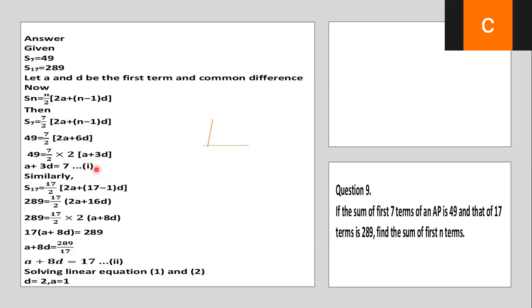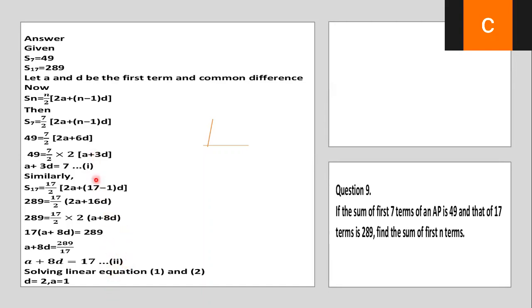Anyone have doubt till equation 1, children? No, ma'am. Same thing, take S17. So N value 17, so 17 by 2 into 2A plus 17 minus 1, 16D we are getting. Even in this equation I'll take out 2 common, A plus 8D, and 2 and 2 will get cancelled. So 17 into A plus 8D is equal to 289. So 289 I'll divide by 17, I'll be getting A plus 8D is equal to 17. Any doubt in equation 2? No, ma'am.